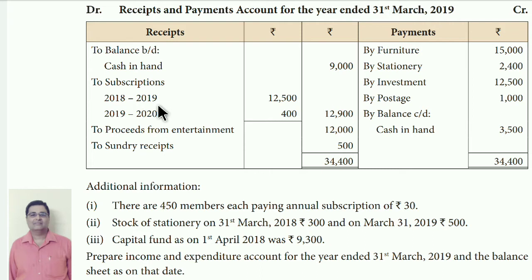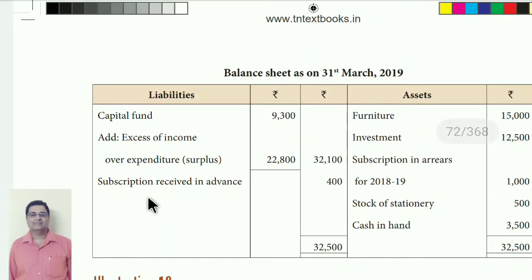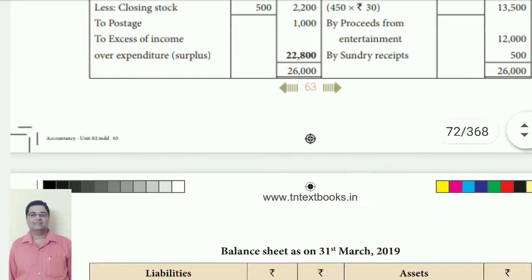This 2018-19 we already wrote on the income side and added. Then this 1,920 is the subscription received in advance. Advance you always have to write on the liability side. This 400 is known as subscription received in advance. Now see the liability side. Here it is given: subscription received in advance, rupees 400. Understand? Now write it in your ledger, 400 rupees.